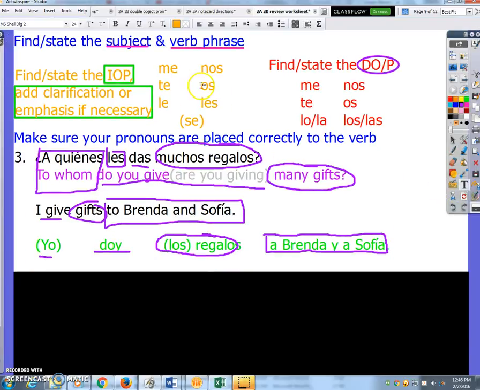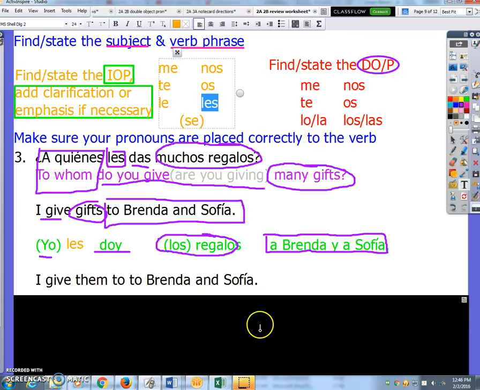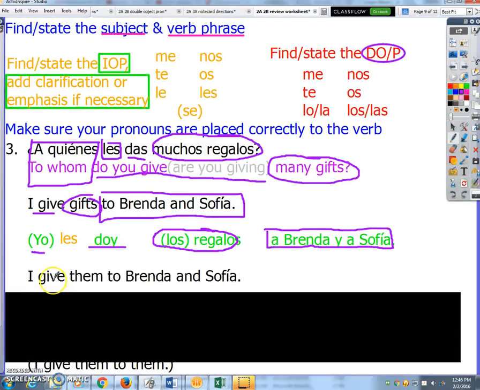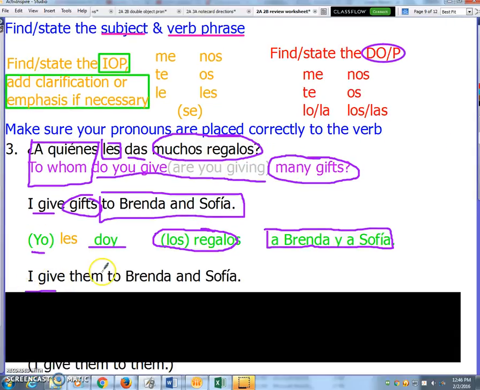If something's happening to them, the IOP I would want in this sentence would be lace. And why am I putting it there? Because pronouns go before conjugated verbs. If I wanted to say, I give them to Brenda and Sophia, I give is my verb phrase, them, they're being given, to or for whom, to Brenda and Sophia. Well, I'm going to have the same sentence I do right here.